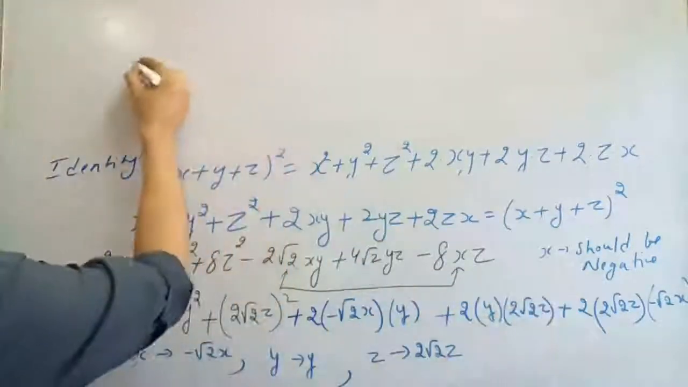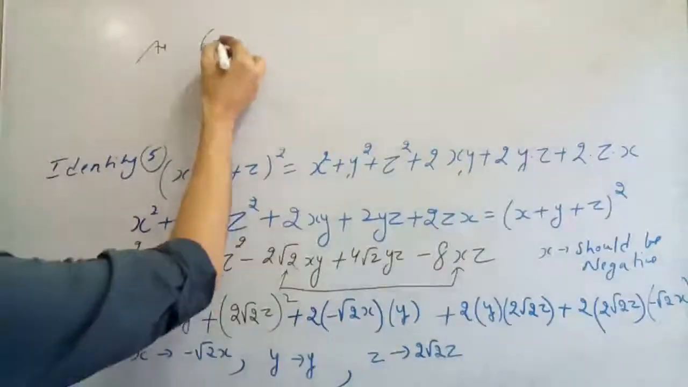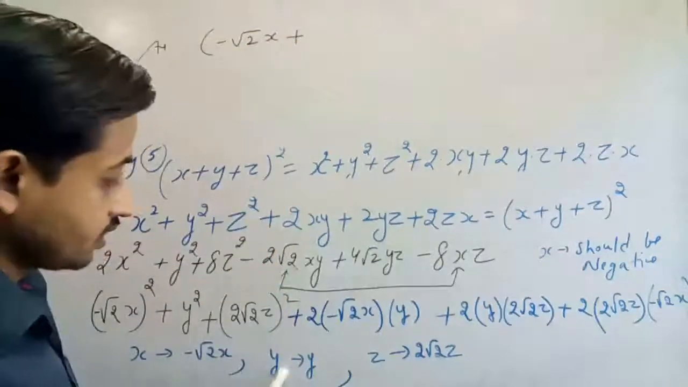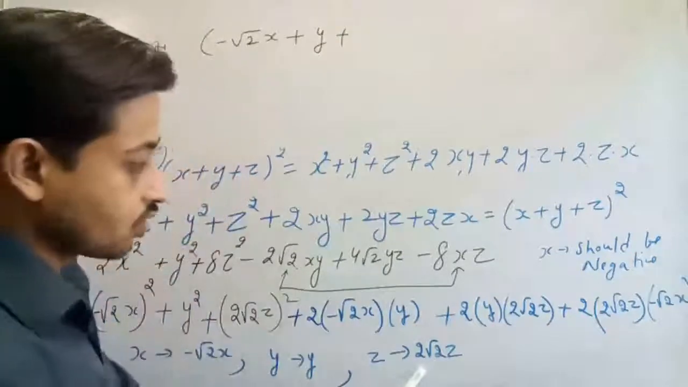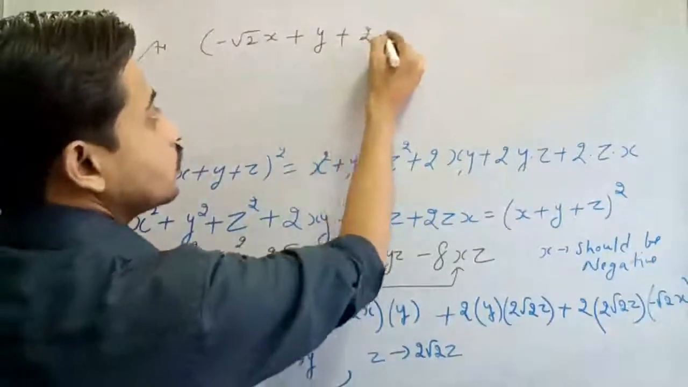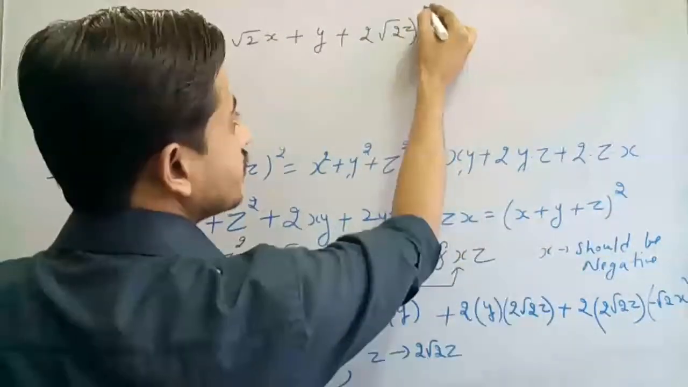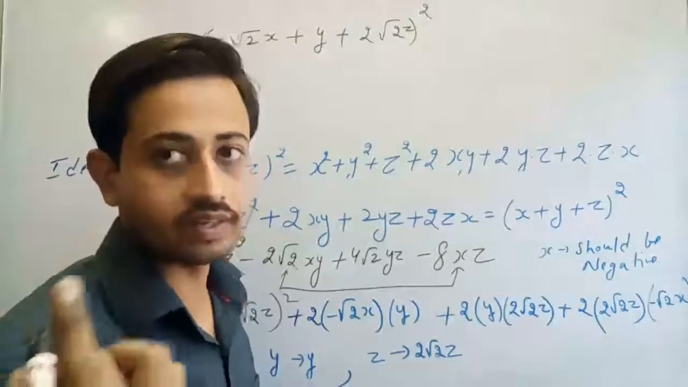So write it. Answer is what? x. x is what? We have x is minus root 2x plus y. y is what? y plus z. And z is what? 2 root 2z. And this is in terms of whole square. So whole square can be written in terms of 2 factors.